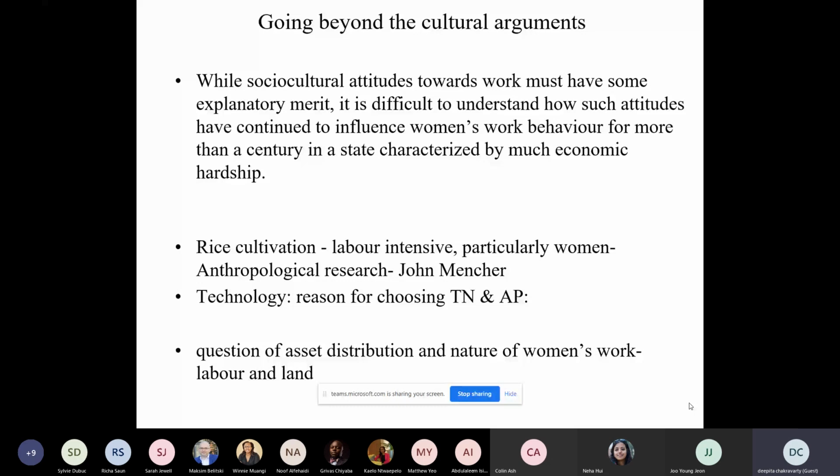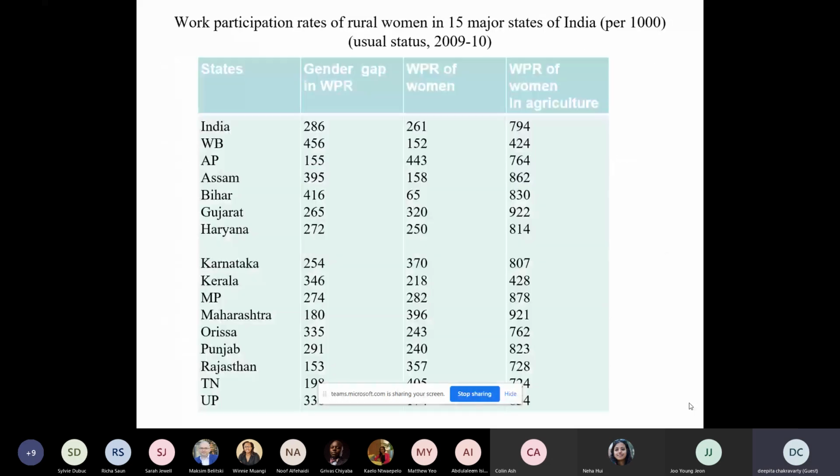And if you look at the table with which I started, you can see that the other rice cultivating states of India, like the erstwhile Andhra Pradesh and Tamil Nadu, both states in the south, show very high rates, in fact the highest rates of work participation by women in India, and quite high participation in agriculture.